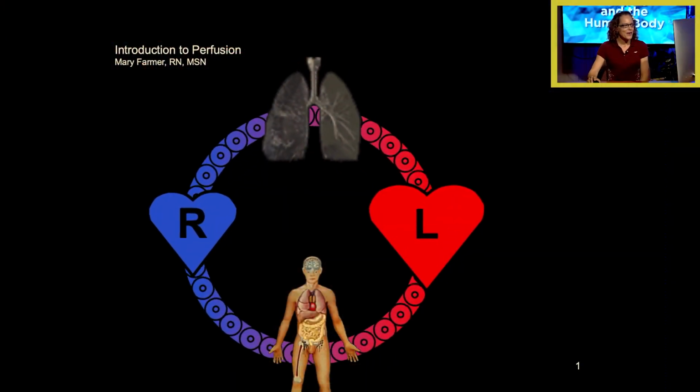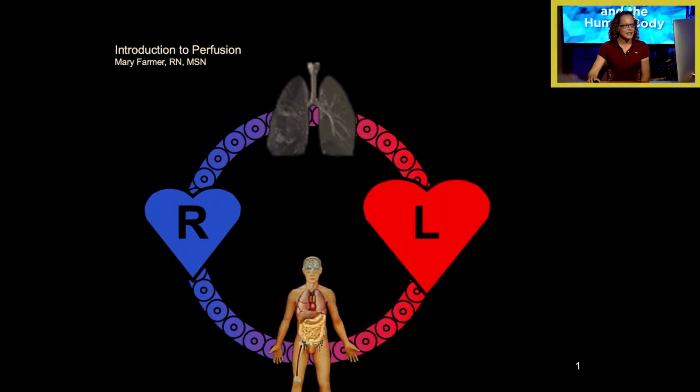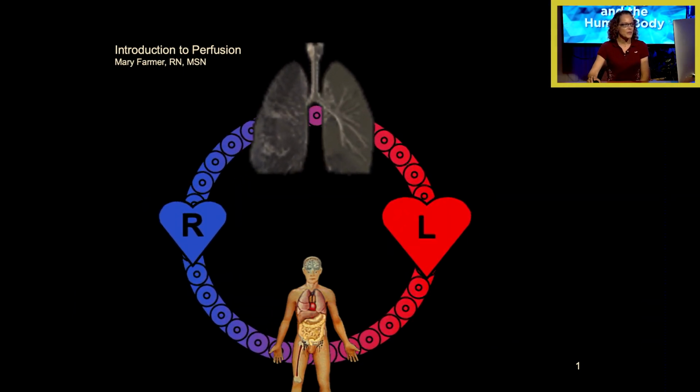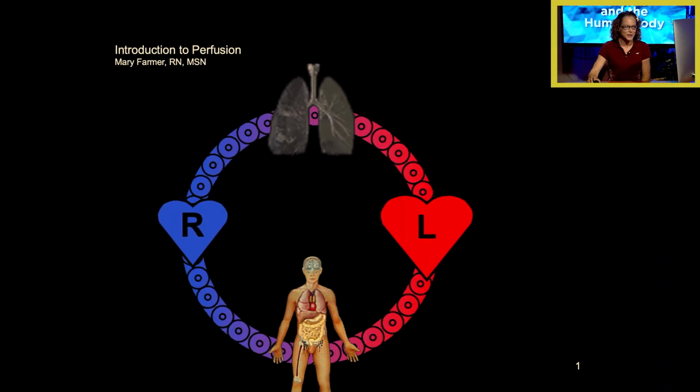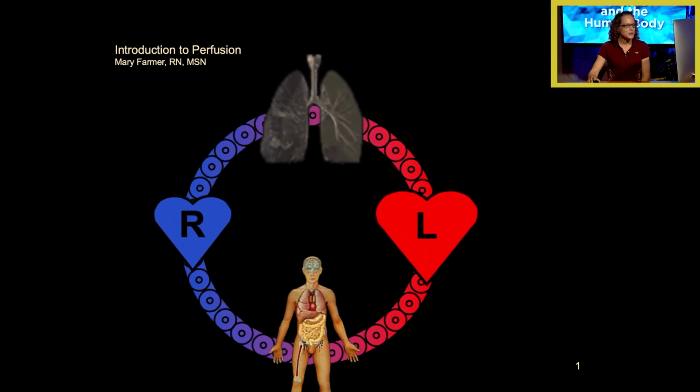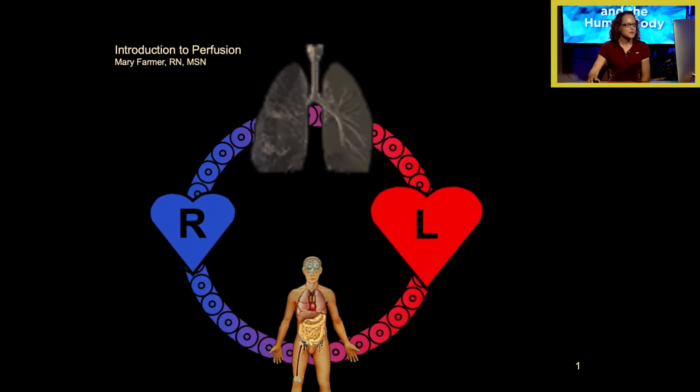Today we're going to talk about Introduction to Perfusion. And we're going to start out by discussing the heart. The heart is a muscular organ about the size of your fist, located behind the breastbone, also called the sternum. And oxygen-rich blood is pumped into the body by the left ventricle.